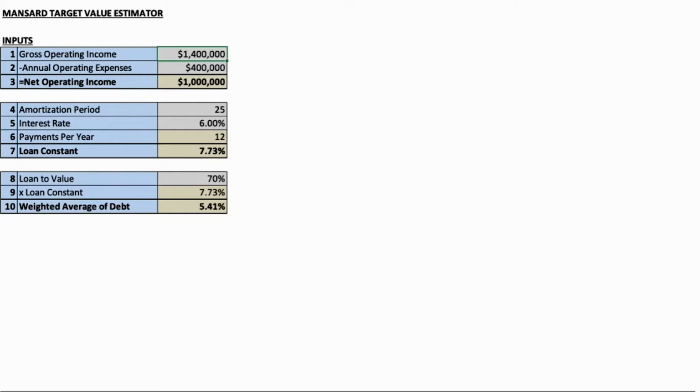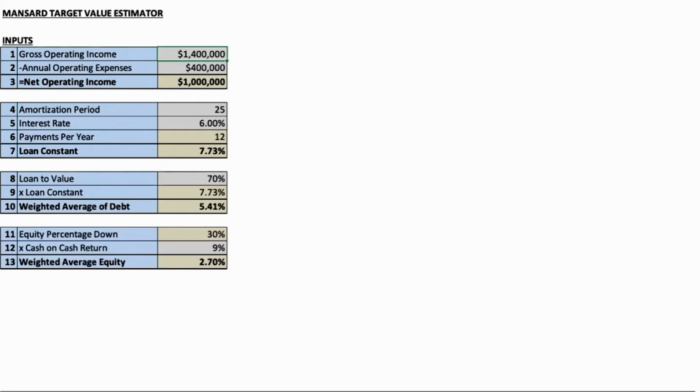So in this case, we had someone putting 30% down on the real estate, and we're going to assume that they have a cash-on-cash return requirement of 9%. Now, investors, business acquisition candidates, they're all going to have different requirements for what they want the cash-on-cash return to be. So this number can move. It's a variable depending on who your prospective buyer for that real estate might be.